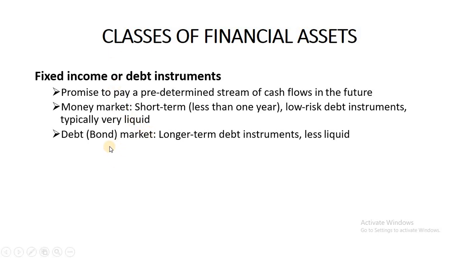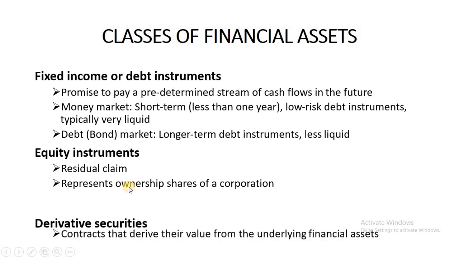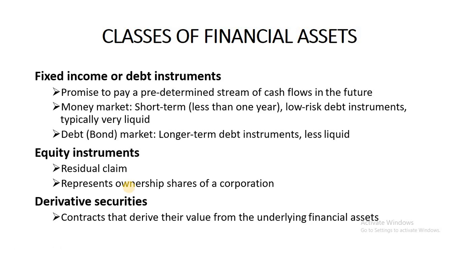On the other hand, bonds are part of longer term debt instruments and these are less liquid. Equity instruments represent residual claim and it represents ownership of the company. And finally, derivative securities are a kind of contract, and these contracts derive their value from their underlying financial assets.